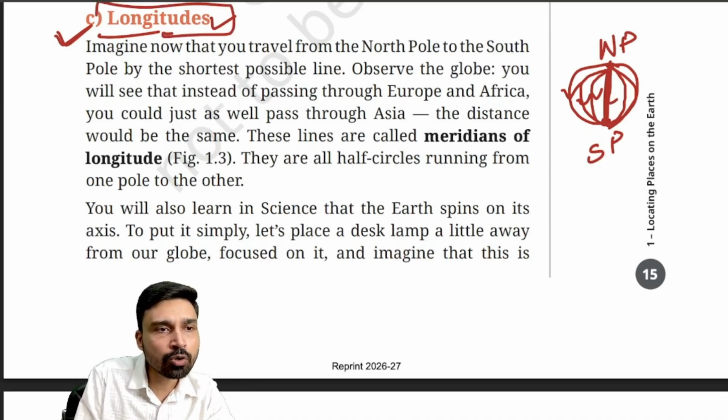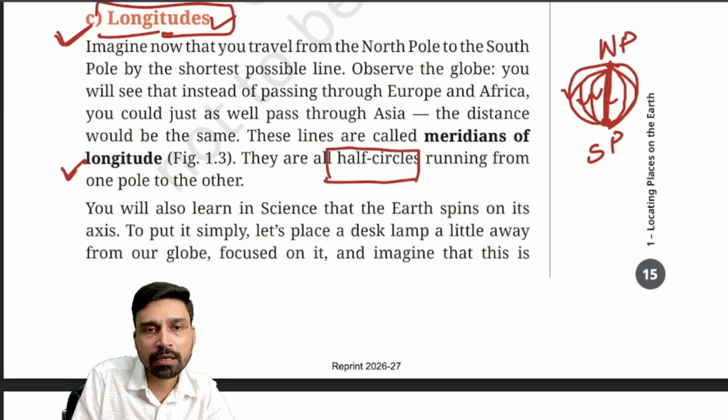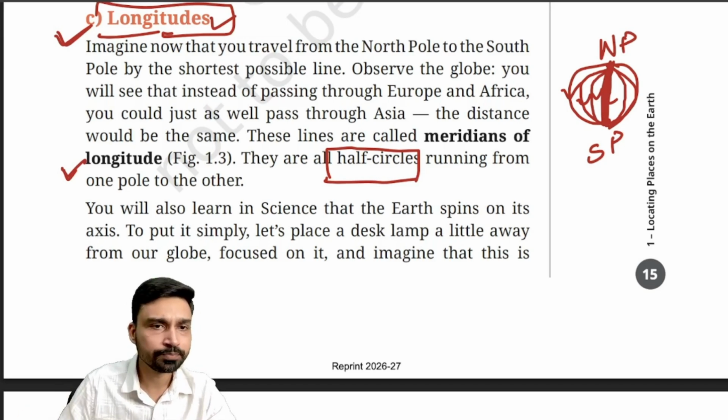These lines are also called meridians of longitude, and they are kind of half circles running from one pole to the other pole. Why half circle? Because earth is spherical. So this part of the circle is what we are calling a longitude, and the other half of the circle will be on the other side of the globe.